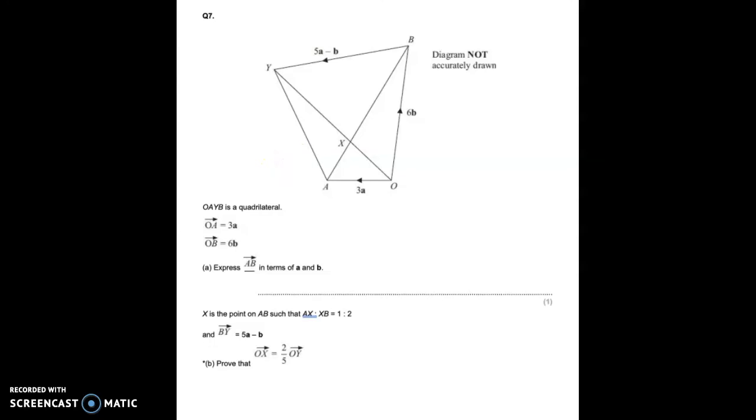So here's another example. Feel free to pause and have a go, and when you're ready, press play.